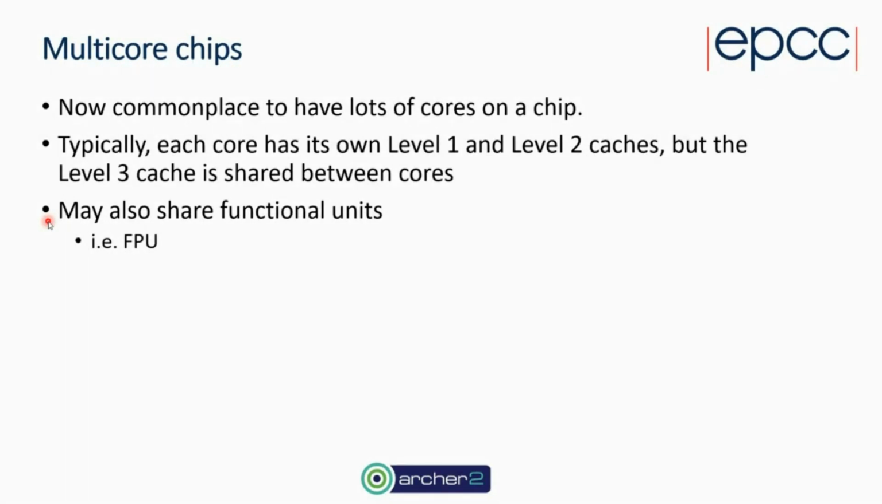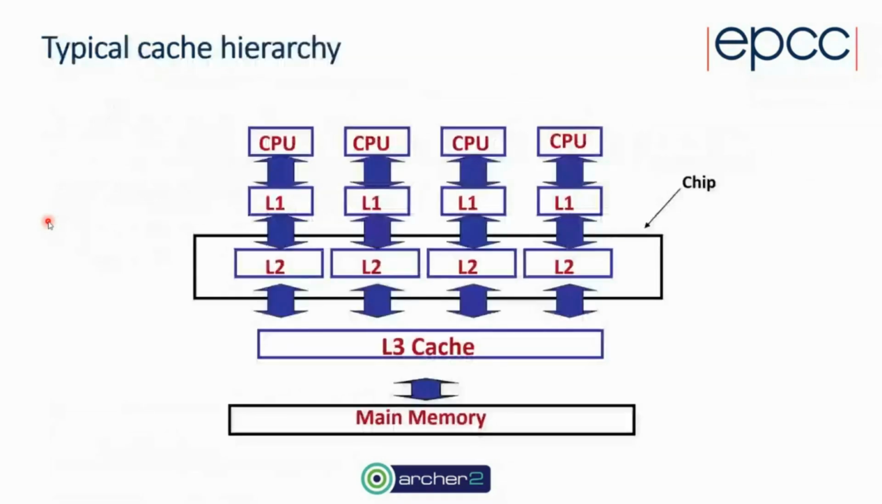They may share functional units. So AMD's Bulldozer processor from about 10 years ago, every 2 cores had one floating point unit. Each core could use it, and it could be shared between them as well. So that is also possible.